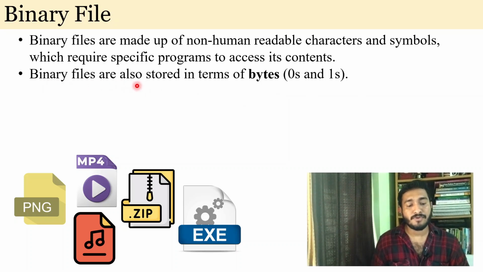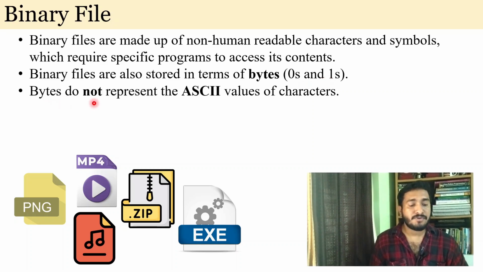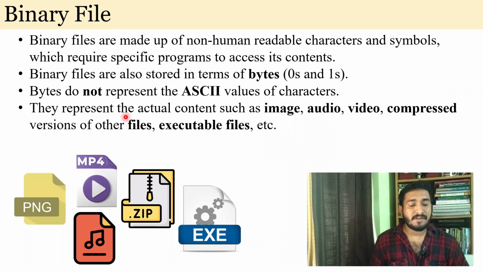Binary files are also stored in terms of bytes, zeros and ones. Bytes do not represent ASCII values of characters. The binary files are not stored in the form of ASCII characters. Binary files represent the actual content such as images, audio, video, compressed versions of other files, executable files, etc. All the images, audios, videos, compressed files, and exe files are examples of binary files.